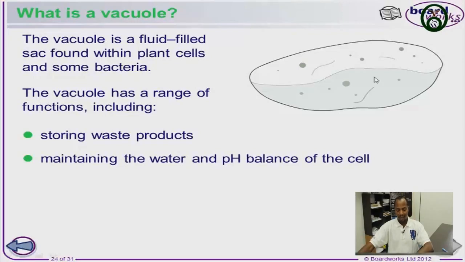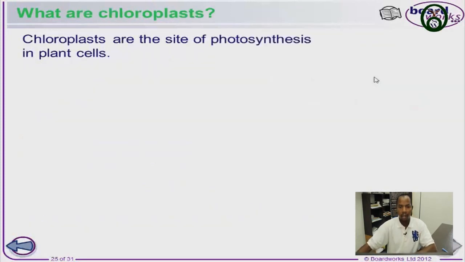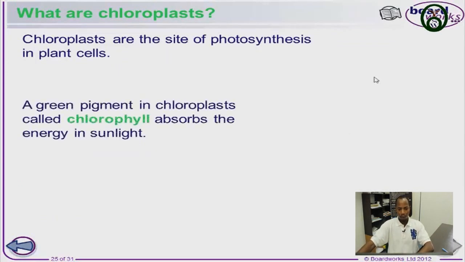They help to maintain the water and the pH balance of the soil. And another function of the cell vacuole is to maintain the shape of the cell. Now let's take a look at the chloroplast. We said they are the site for photosynthesis.